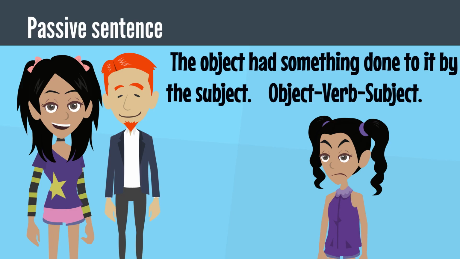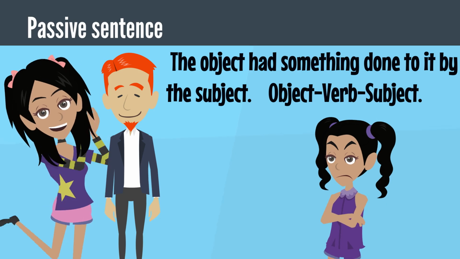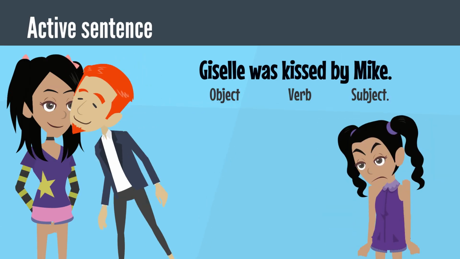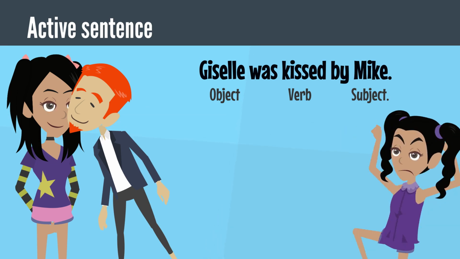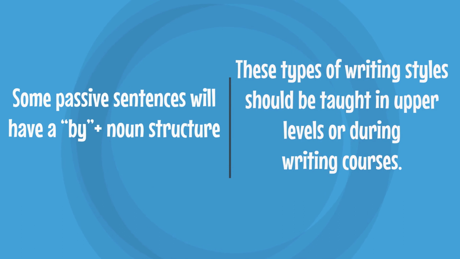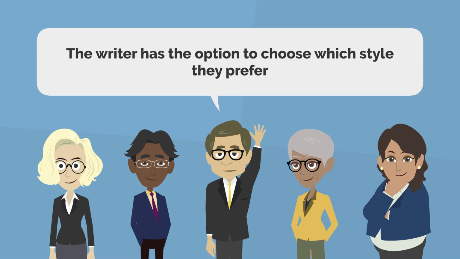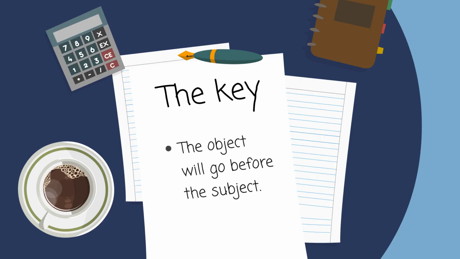No matter what verb you use, structuring your sentence so the subject performs that verb, or action, is writing in the active voice. In a passive sentence, the object has something done to it by the subject. An object-verb-subject. For example, Giselle was kissed by Mike. Some passive sentences will have a by plus noun structure. These types of writing styles should be taught in upper levels or during writing courses. They should be explained so that the writer has the option to choose which style he or she wants to write. The key is the object will go before the subject.